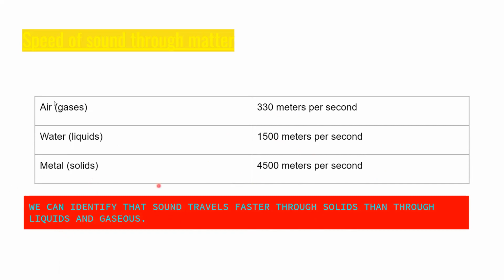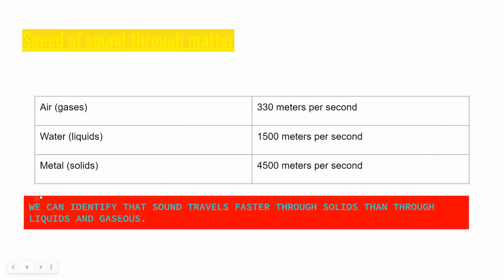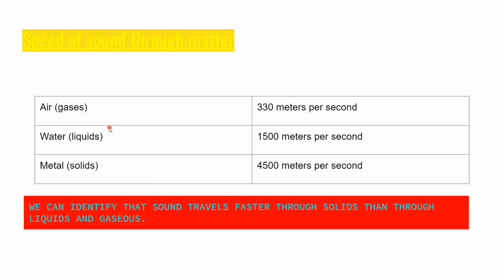From this table, where we learned about the speed of sound through matter, we can identify that sound travels faster through metal, that means through solids, than through liquids and gases. We already know that sound travels through air. So we can do some activities to find out whether sound travels through liquids and solids.